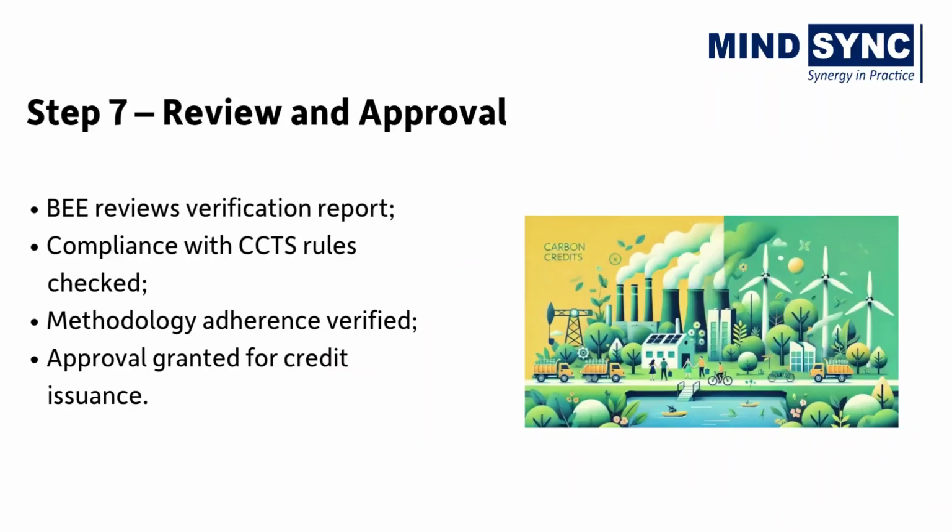Step 7: Review and approval. The Bureau of Energy Efficiency reviews the submitted verification report. Compliance with CCTS rules and adherence to approved methodologies are carefully checked. If all requirements are met and no discrepancies are found, approval is granted for issuance of carbon credits.